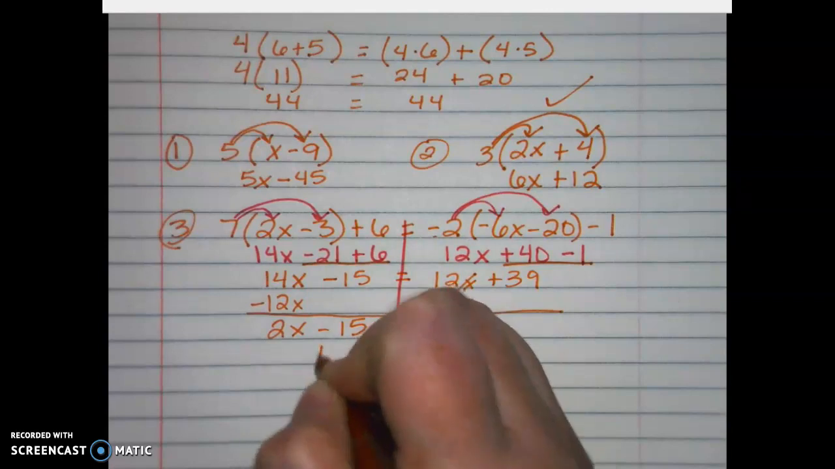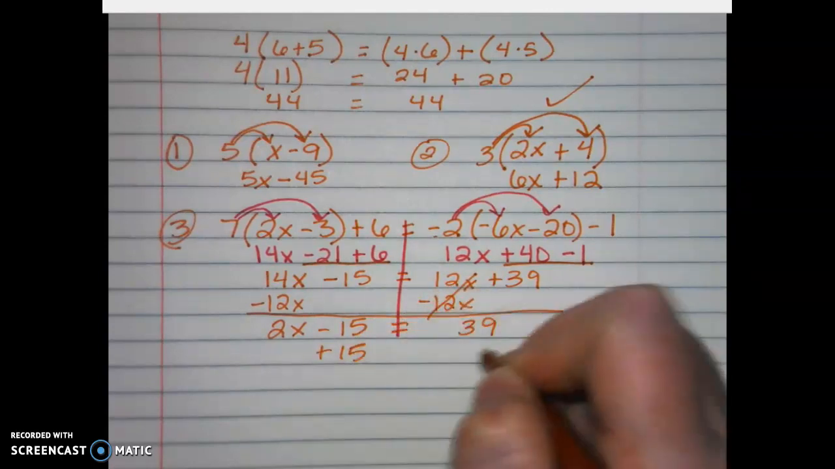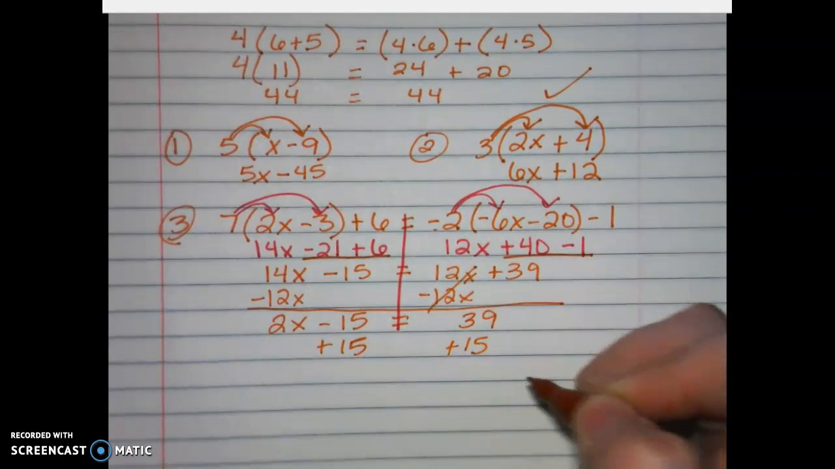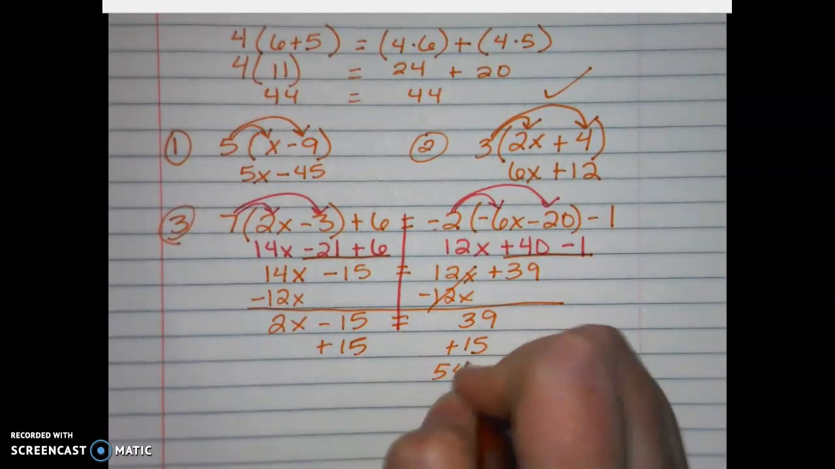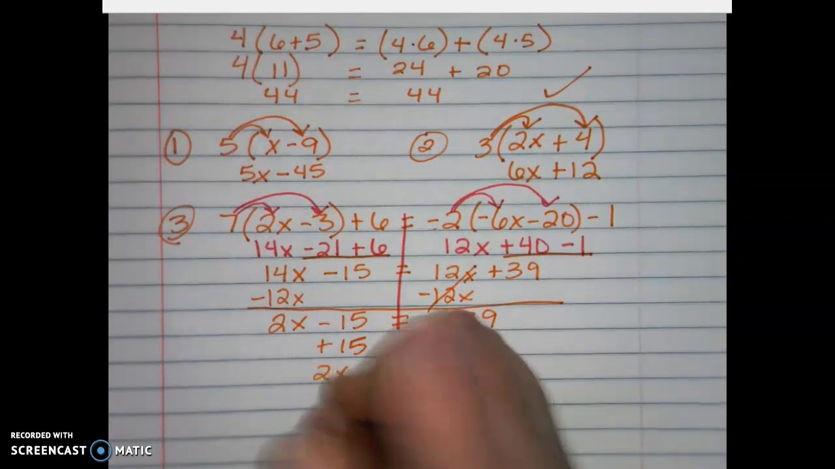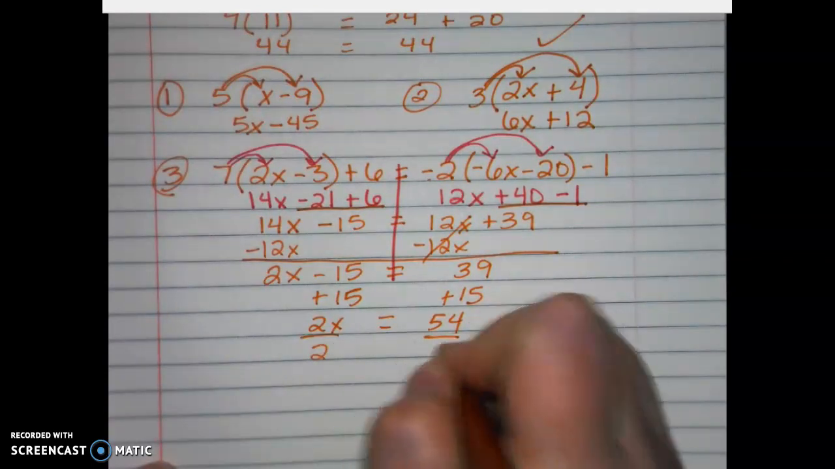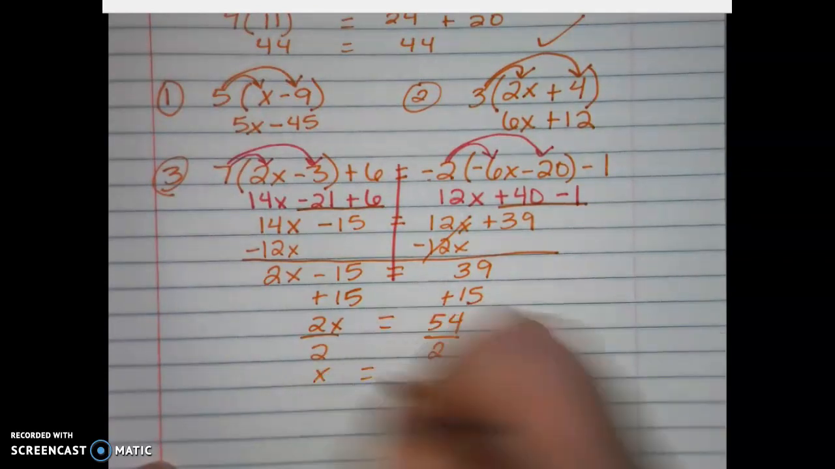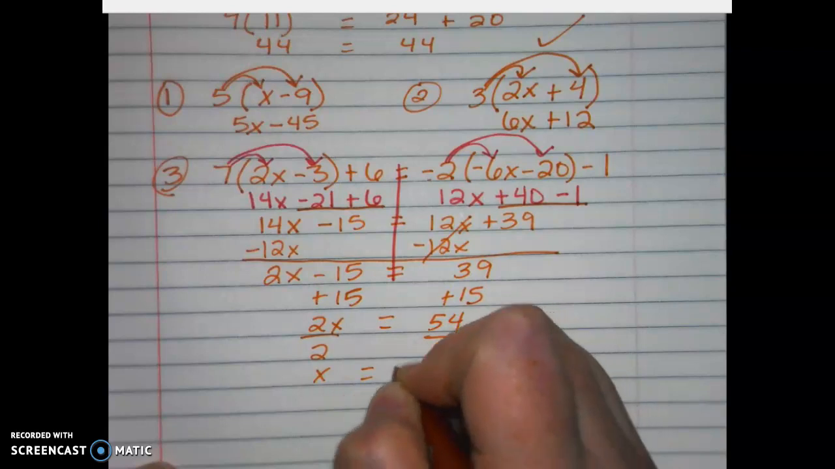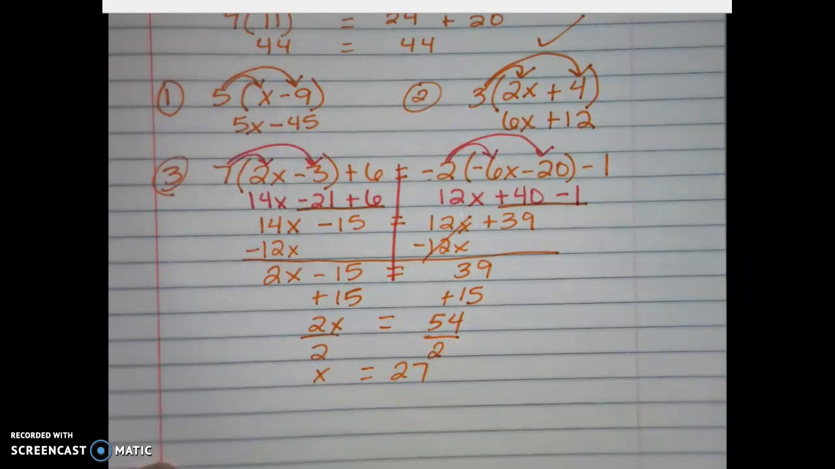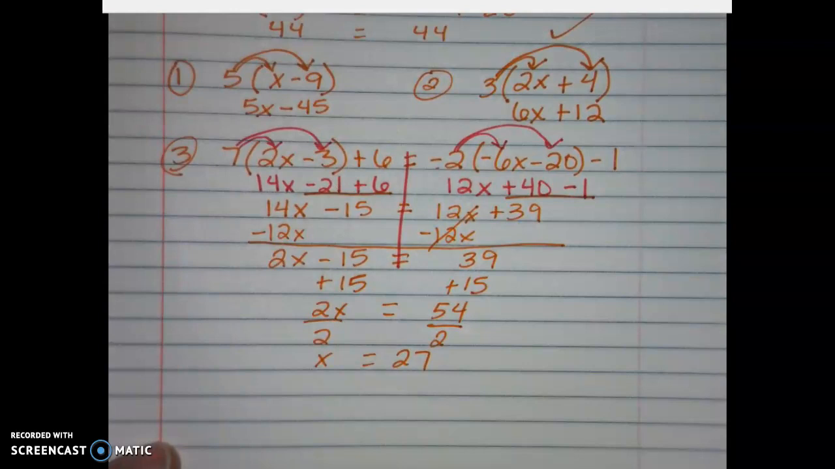Now all that's left for me to do at this point is to add 15 to both sides. I get 54 equals 2x. At this point it's like, duh, you just divide by 2, because you guys are super smart. And you should get 27. Okay? So there's your lesson on distribution.